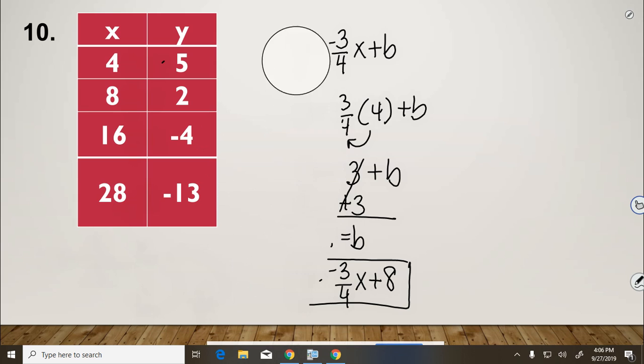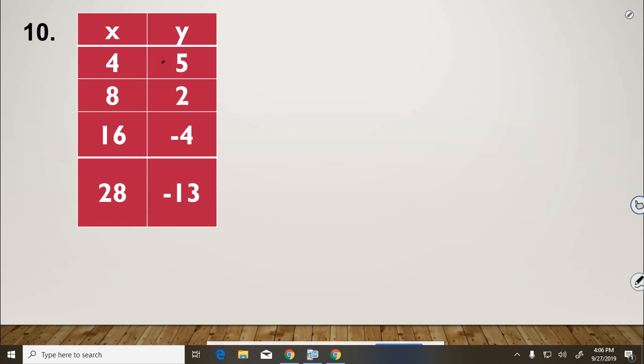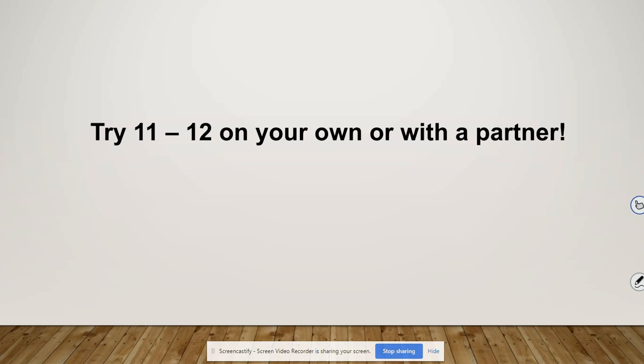All right, so these can get a little bit complex, especially when you have a slope that is a fraction. Take your time, make sure you're doing all the work correctly and thoroughly. Don't make a mistake like I did earlier. All right, so now you're on your own for 11 through 12. We'll be around to help you out. Before you start your exit ticket, make sure you check in with me to get the right answers.